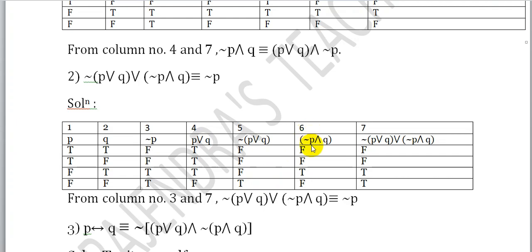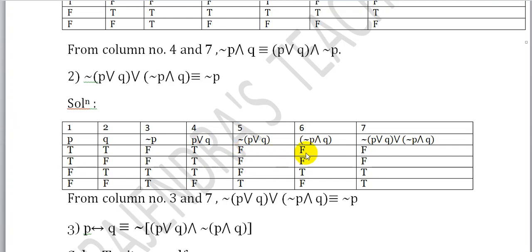For column number 6 negation P and Q. So negation P and Q we see column number 3 and column number 2. F and T F, F and F F, T and T T, and T and F F. So this will be F F T F. Now for column number 7 we see column number 5 and column number 6 and using OR in between them.